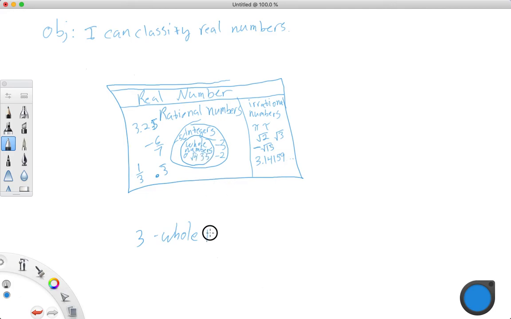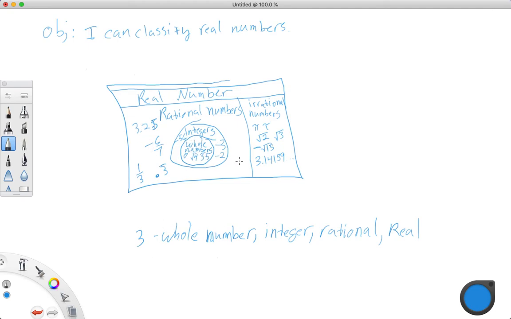So that's a whole number. But not only is it a whole number, it's also an integer. And not only is it an integer, it's a rational number. And not only is it a rational number, it is a real number. So when someone asks what 3 is, you're going to say, oh, that's a whole number, it's an integer, it's a rational number, and it's a real number.